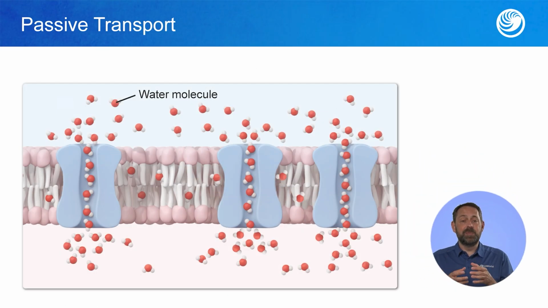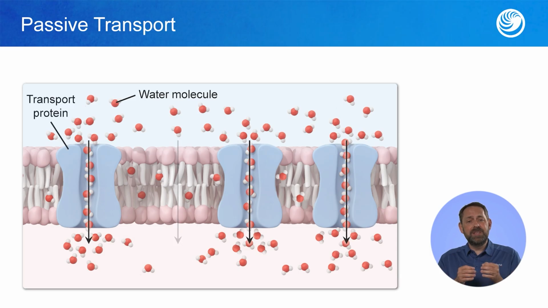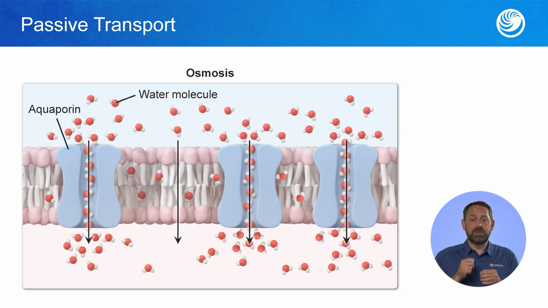The passive movement of water molecules across a selectively permeable membrane, either by simple diffusion directly through the phospholipid bilayer or via facilitated diffusion through transport proteins called aquaporins, is known as osmosis.